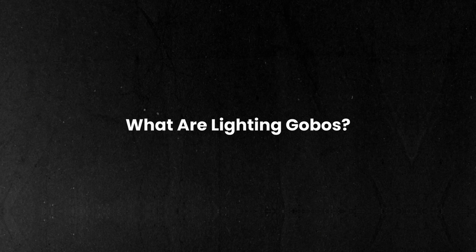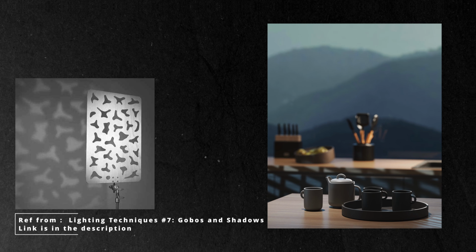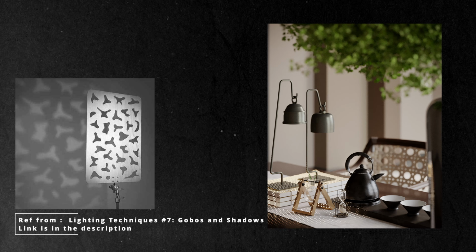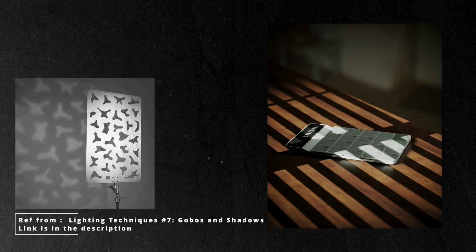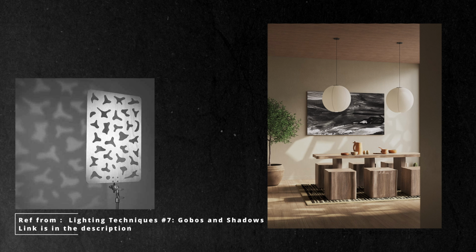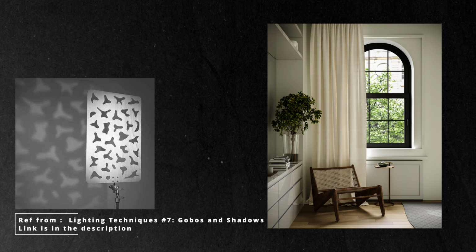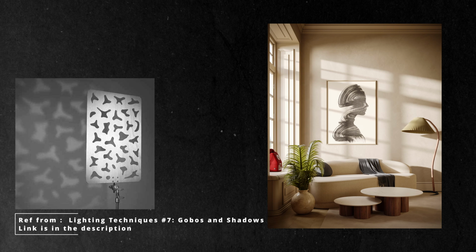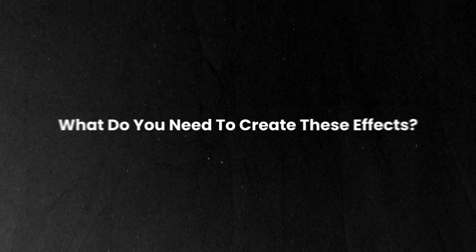So, first of all, what are lighting gobos? Gobos are used in 3D software to simulate realistic lighting effects by projecting patterns or textures through a light source. Think of a gobo as a digital version of a stencil placed in front of a spotlight. It shapes the light into specific patterns, creating shadows or highlights that can mimic things like window frames, tree leaves, or decorative designs.